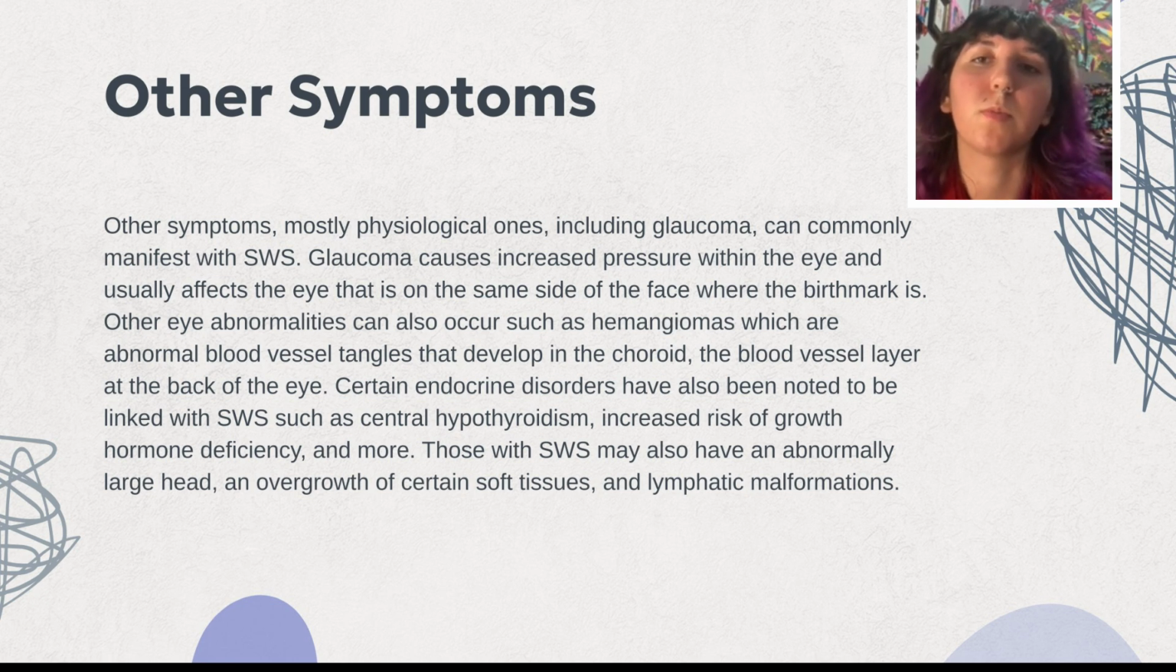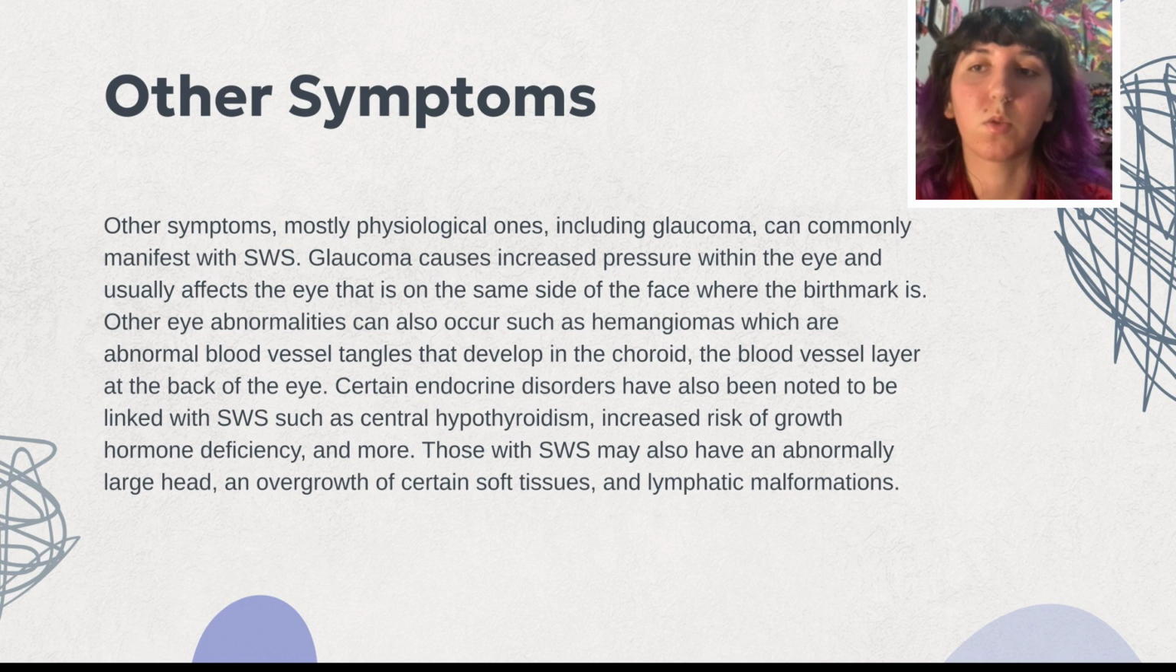Other symptoms of the disease. Other symptoms, mostly physiological ones, including glaucoma, can commonly manifest with Sturge-Weber syndrome. Glaucoma causes increased pressure within the eye and usually affects the eye that is on the same side of the face where the birthmark is present. Other eye abnormalities can also occur, such as hemangiomas, which are abnormal blood vessel tangles that developed in the choroid, the blood vessel layer at the back of the eye.